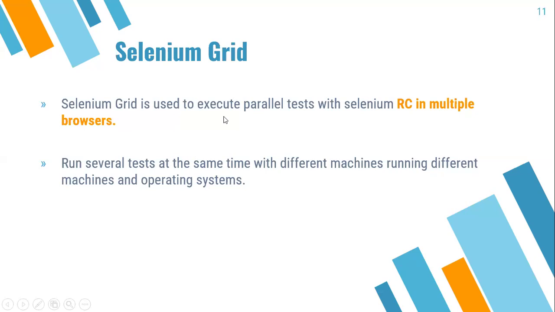Selenium grid is used to execute parallel tests. If you know what parallel means, the same script should be executed on Windows, the same script on Mac, and the same script in a Linux environment. By using grid, we can achieve this. We can execute parallel test cases with RC, running the test at the same time on different machines and operating systems. I just told you, right? The same test case script will be executed on different operating systems and different machines.